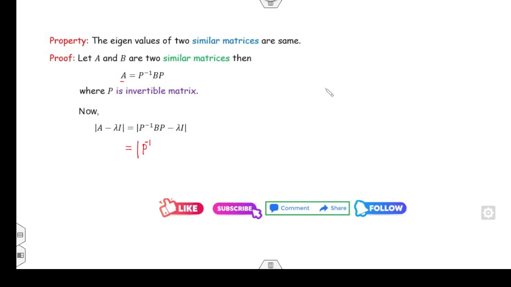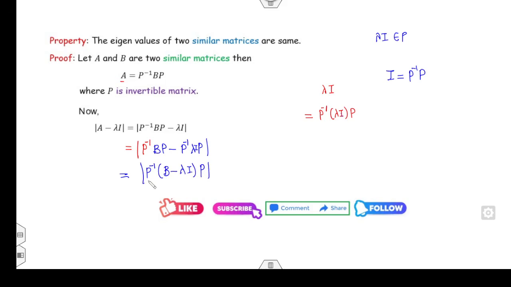I can write lambda I as P inverse lambda I P. Why? Because lambda is my scalar, so I can take it outside. Fine. So P inverse P is my identity; I can write identity as P inverse P. So that means minus P inverse lambda I P. Now P inverse is outside, giving P inverse of B minus lambda I times P. I can write it easily.